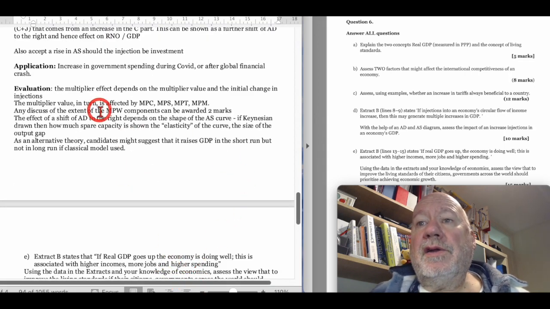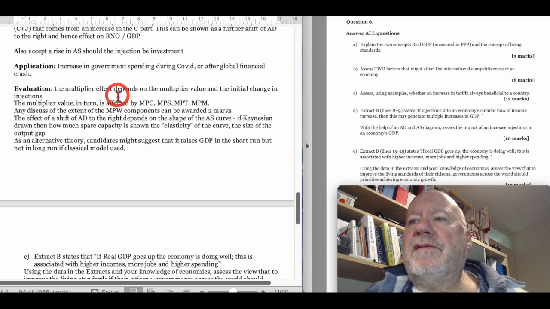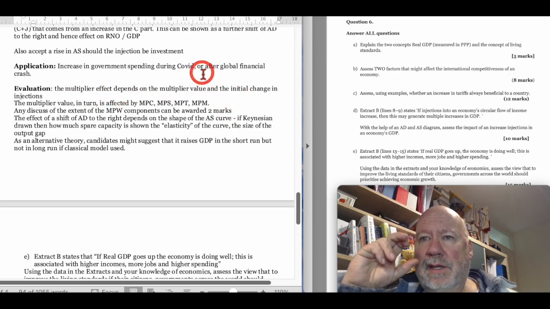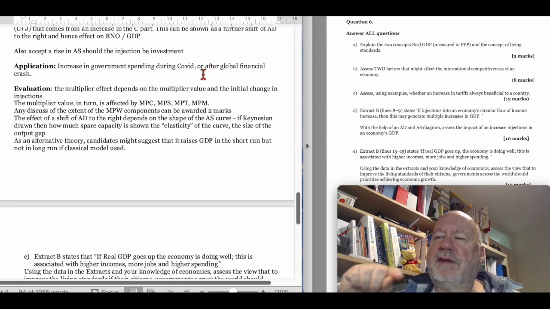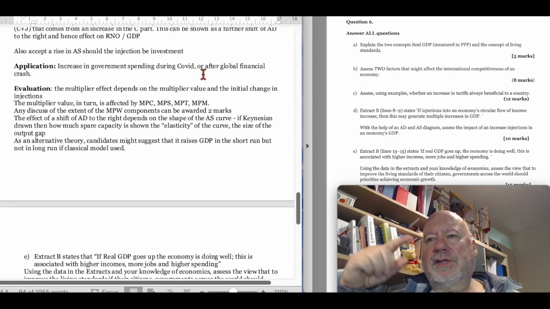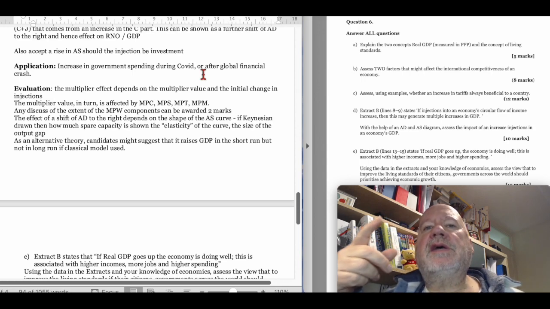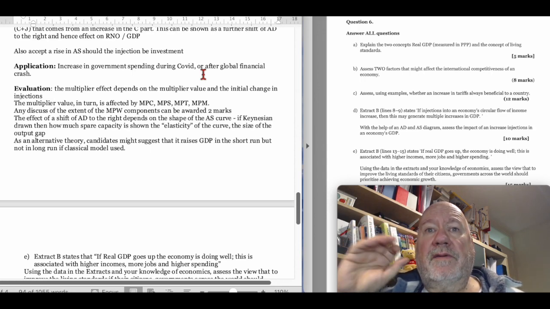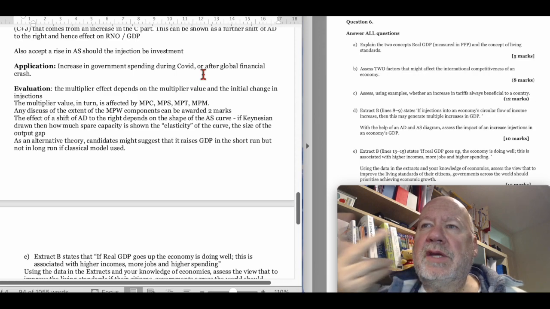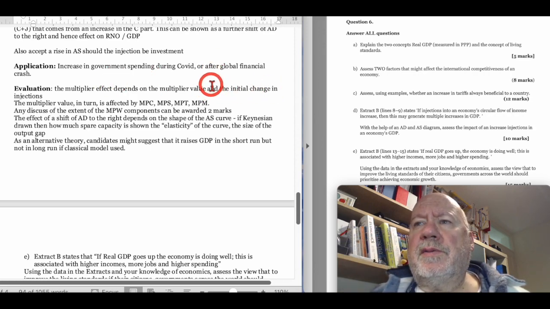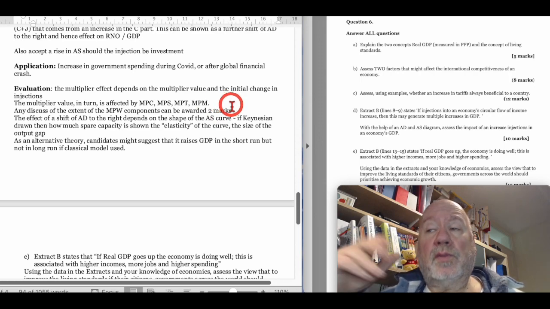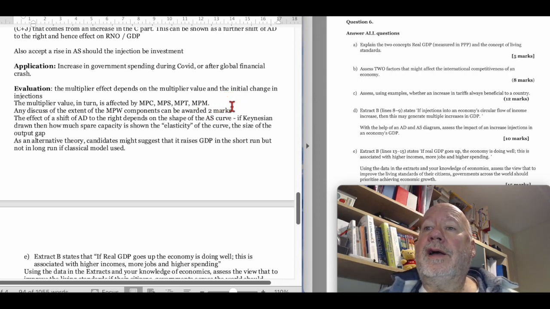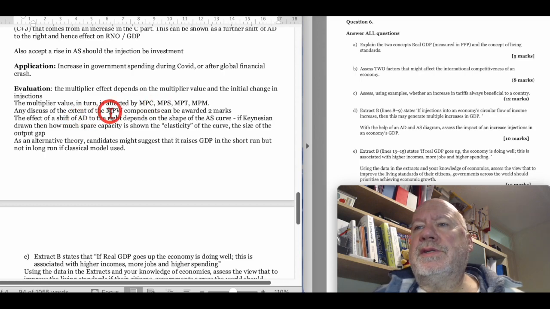The evaluation, of course, is the multiplier effect depends on the multiplier value. So the value of the multiplier is the number you get. The effect is then the effect of increasing J on the increase in real national output, the final increase in that. So you could have talked about the multiplier value and the initial change. You could have talked about the marginal propensity to consume, which it mentions in the case study. You could have talked about the marginal propensity to withdraw. Anything really here.